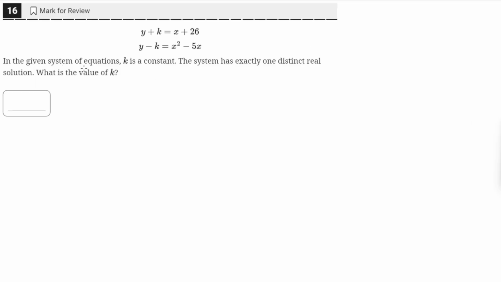In the given system of equations, k is a constant. The system has exactly one distinct real solution. What is the value of k? So we have these two equations here, and we're told that the system has exactly one distinct real solution.